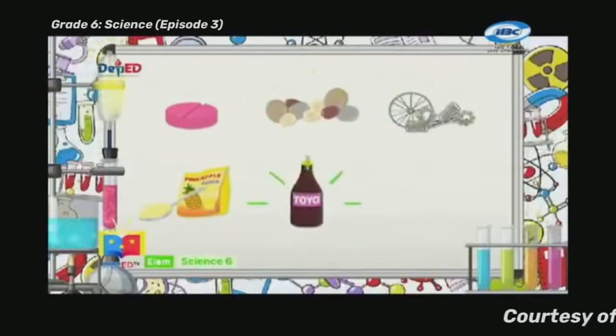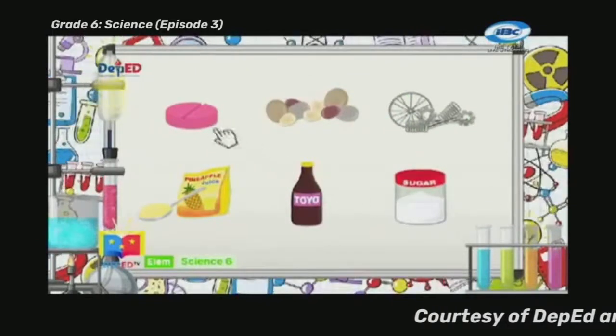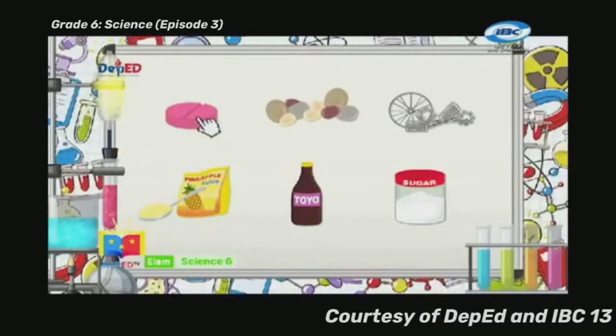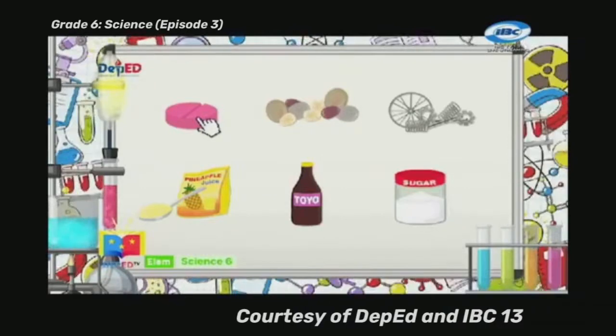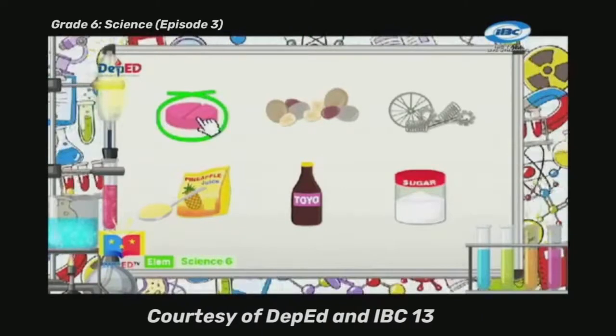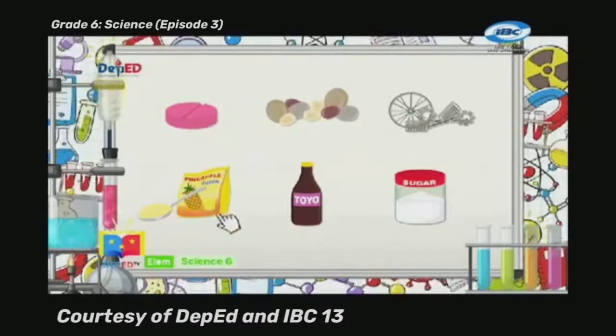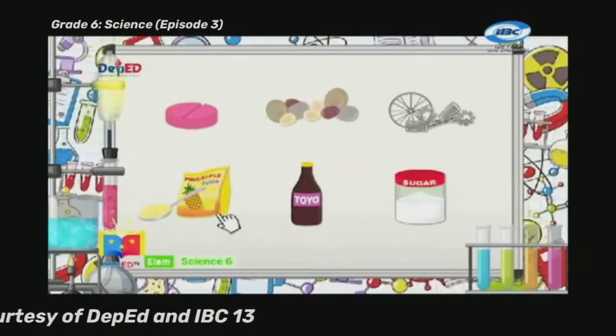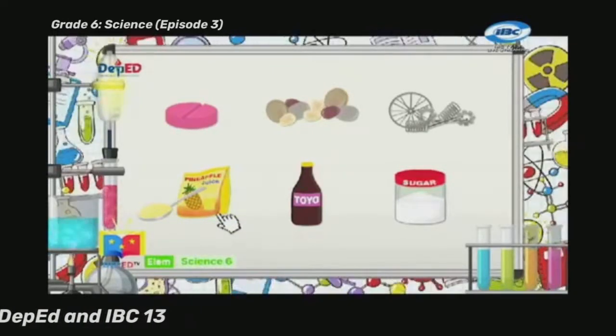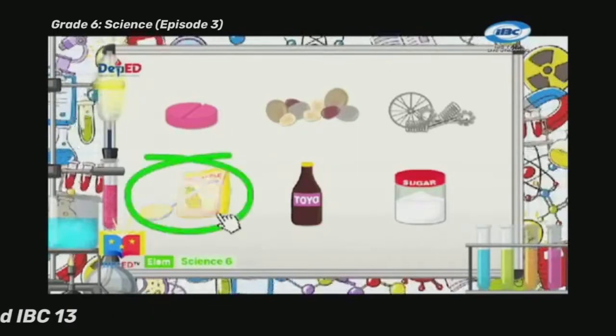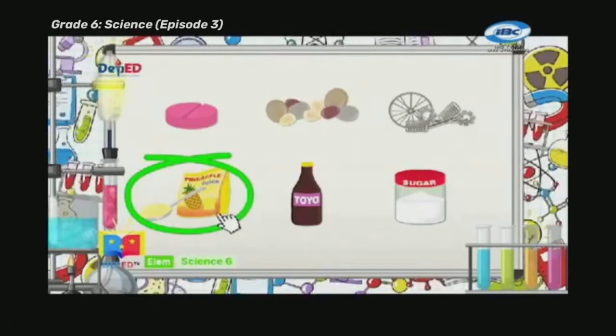Encircle the substances that can be added in water to form a solution and then answer the questions. Do it on your paper. Can we form a solution using water and medicine tablet? Right, we can. How about a pineapple powder? Can we dissolve it in water to form a solution? Yes, we can.